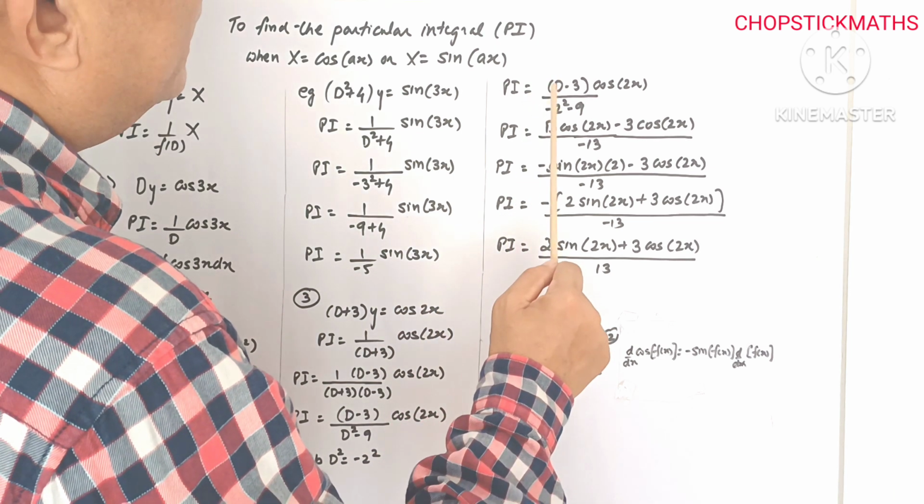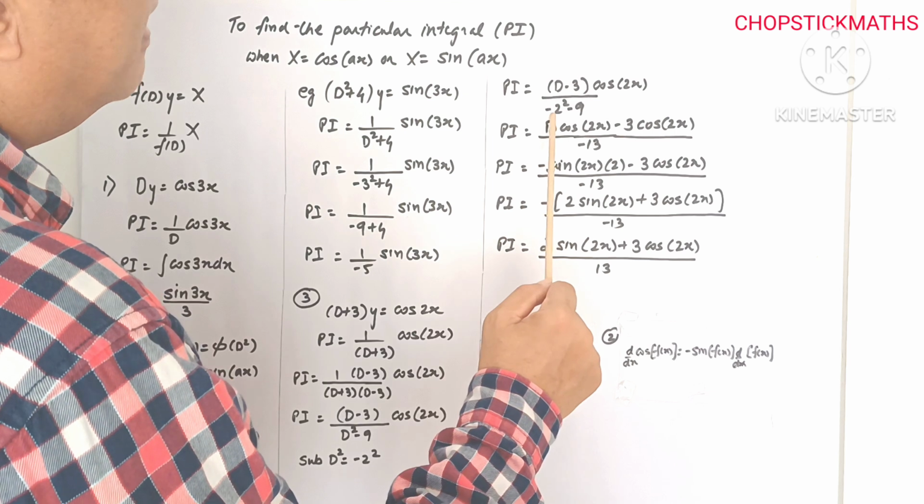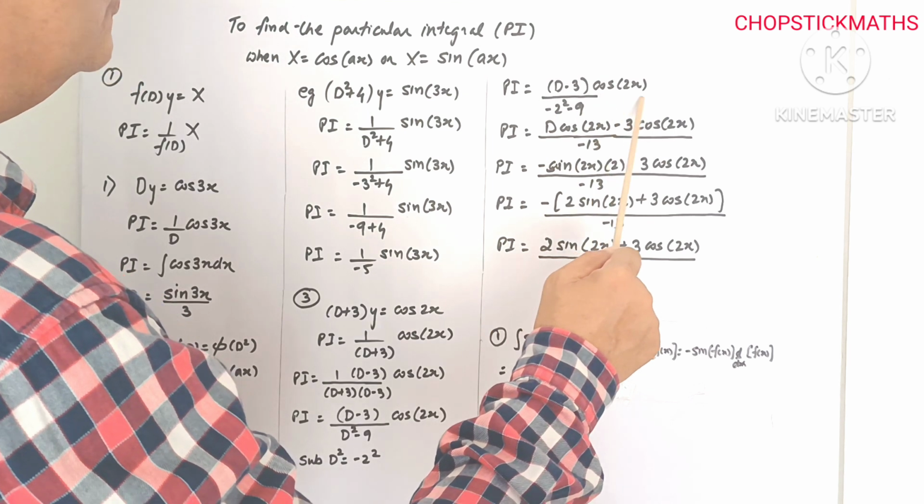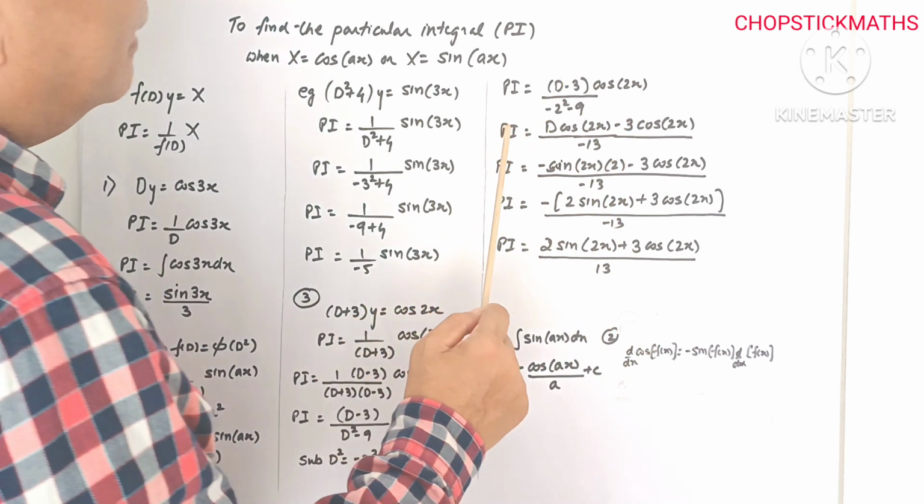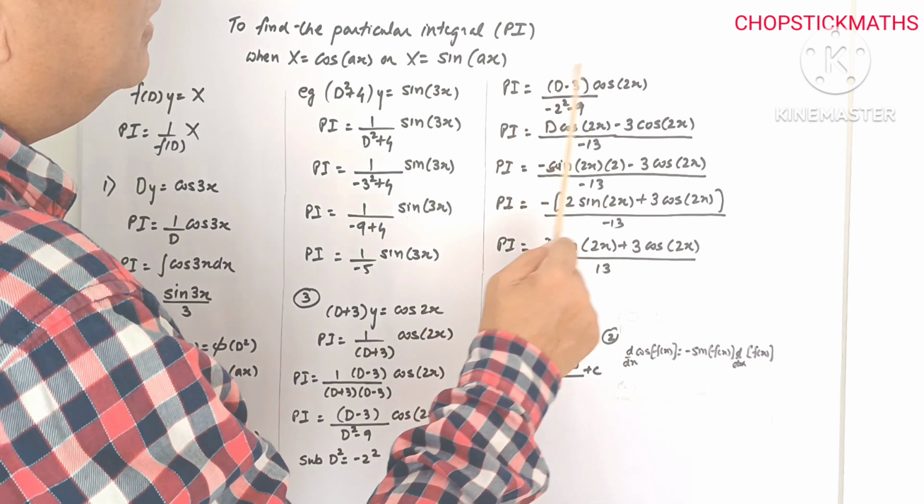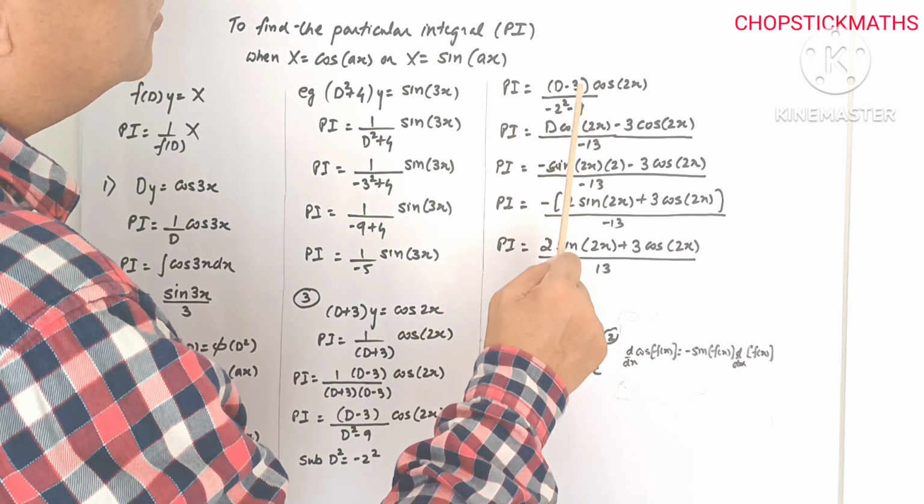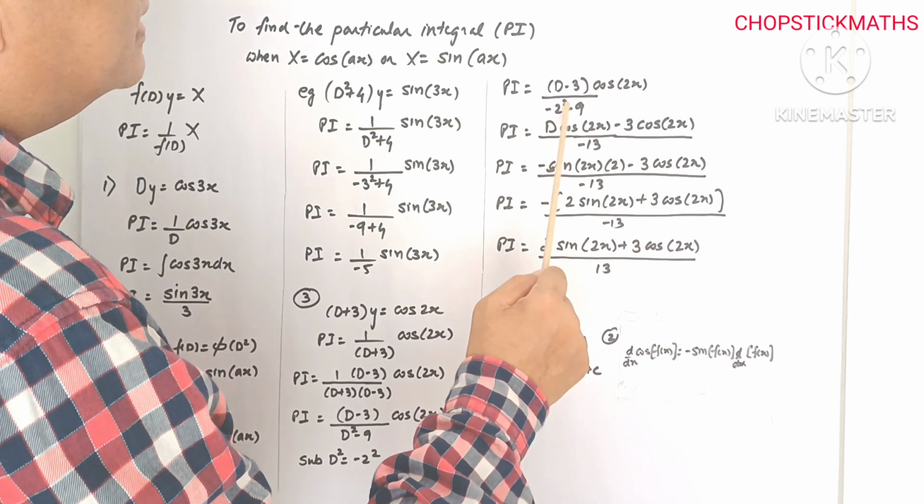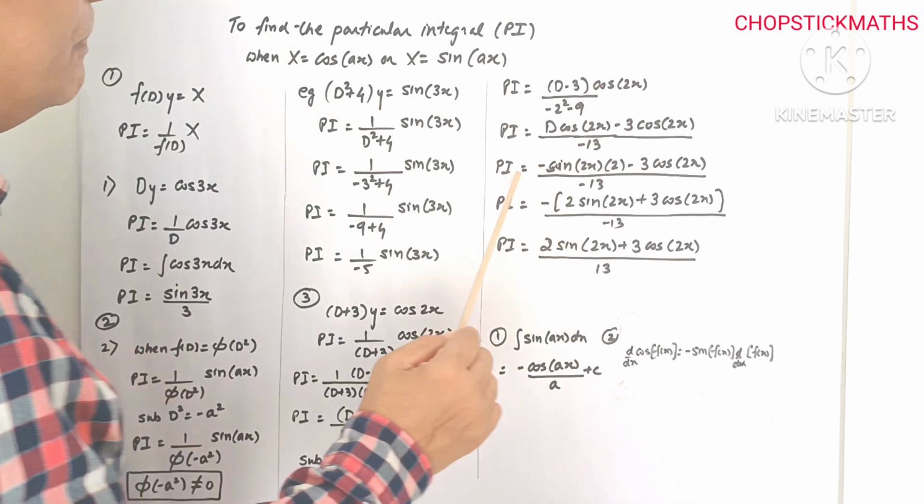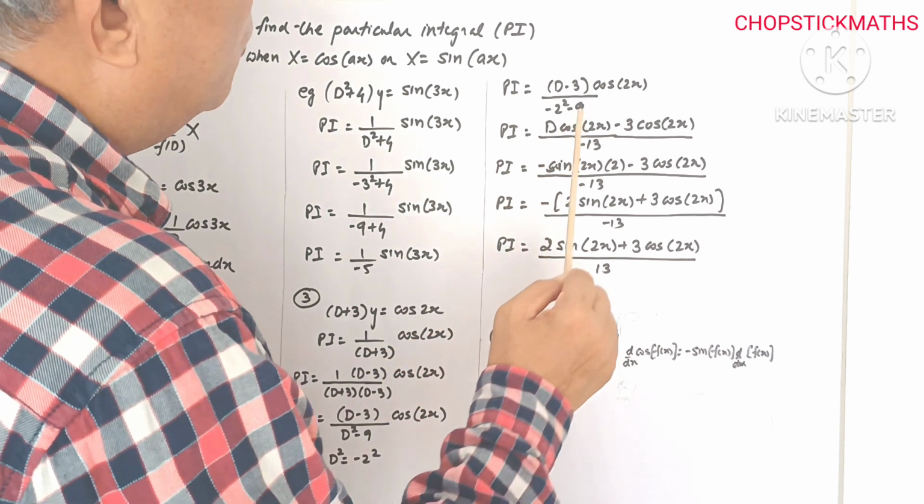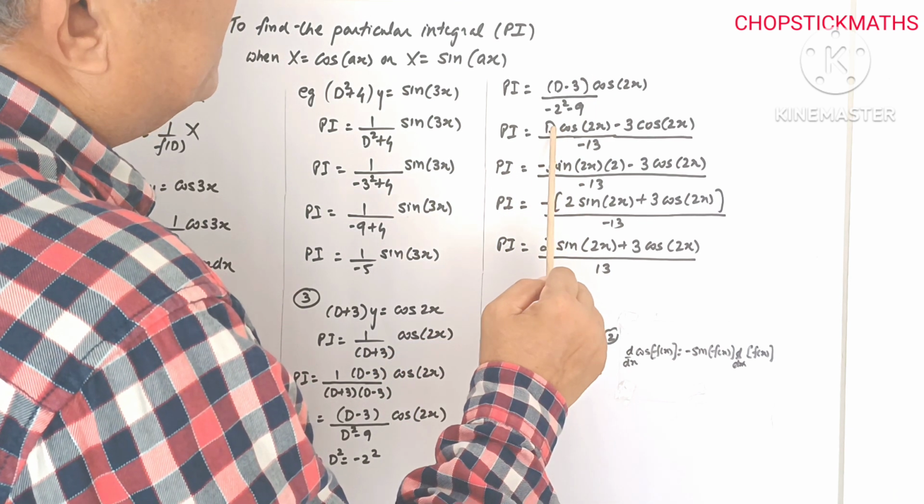So, this would be (D − 3)/(−2² − 9) into cos 2x. Therefore, PI would be equal to (D cos 2x − 3 cos 2x)/(−13).